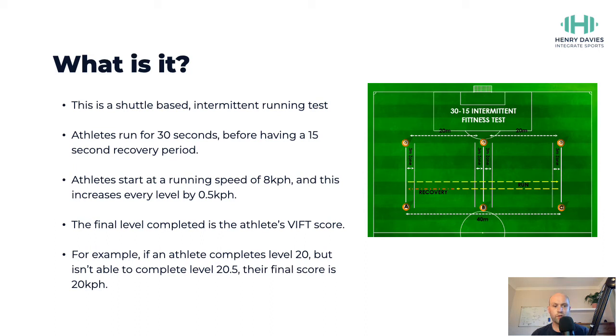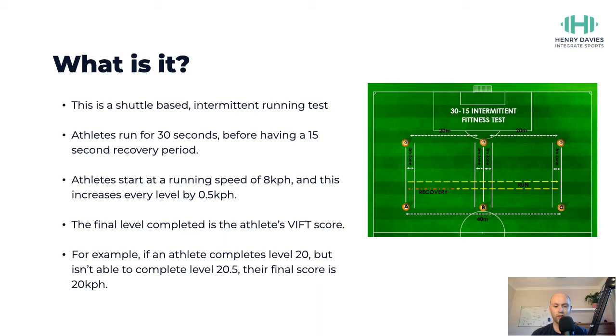So first of all, it's a shuttle-based intermittent running test. In other words, it's not continuous. You perform a shuttle-based run for 30 seconds. So on the image you can see on the screen there, you've got line A on the left, line B in the middle, and line C. So athletes start at line A, and the beep starts, and you're going to start running for 30 seconds. On an intermittent scheme, whenever the beep goes, you need to have reached the next line.